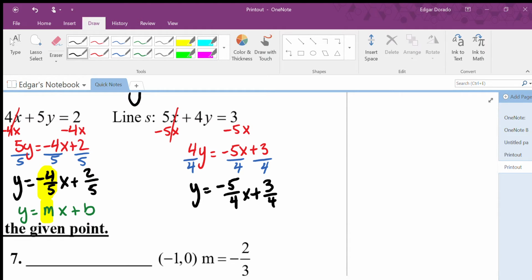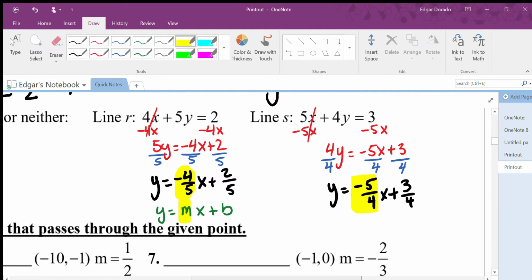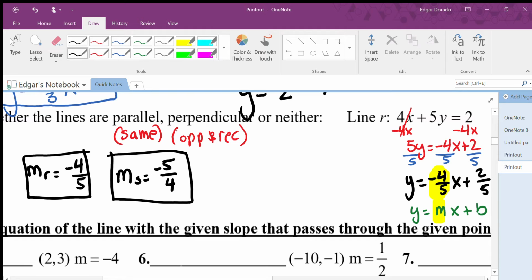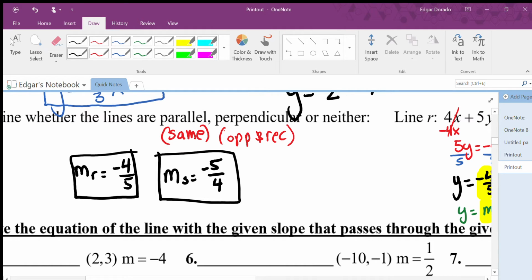And once again, guys, the only piece of information that I need from this is the slope. So this is the only thing I'm interested in. So that is a negative 5/4. So my slope of line S equals negative 5/4. Now we can make our determination of whether these lines are going to be parallel, perpendicular, or neither.